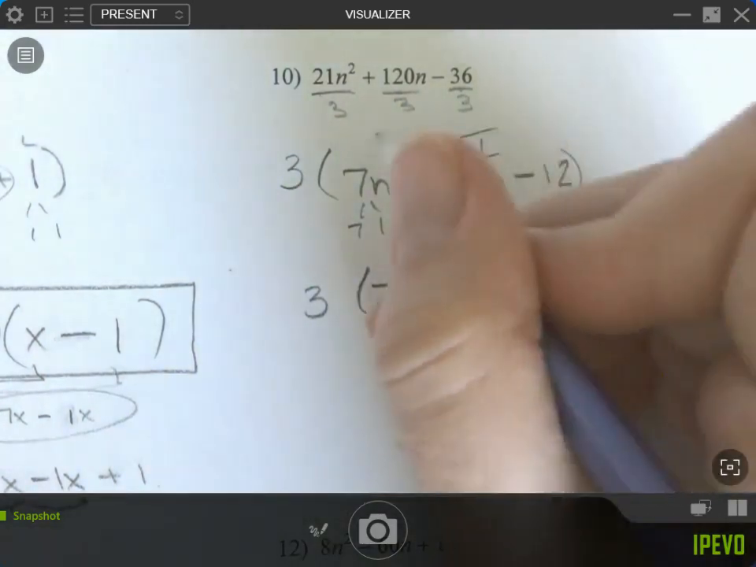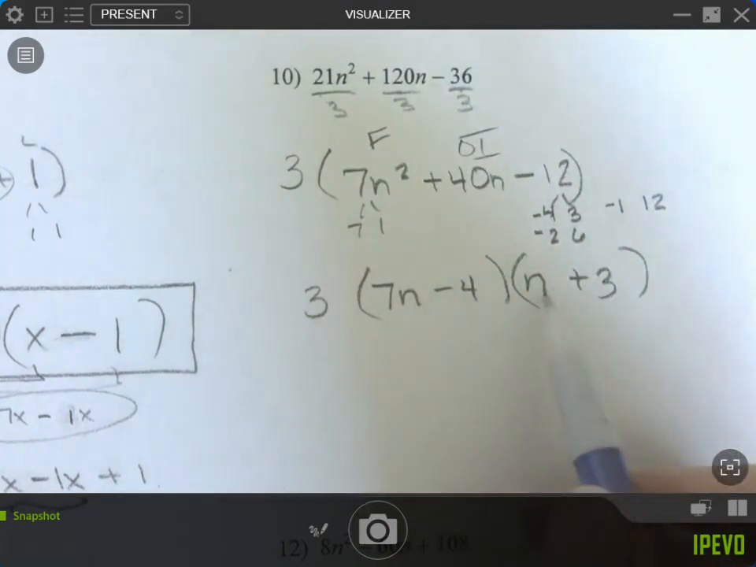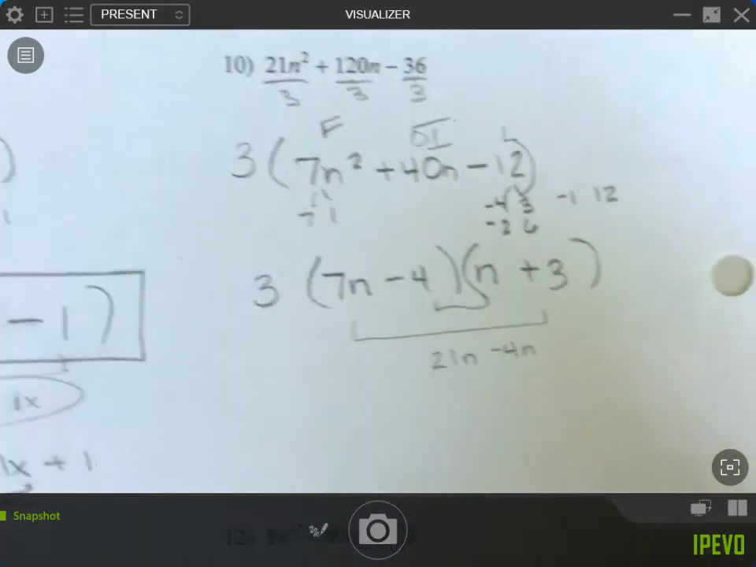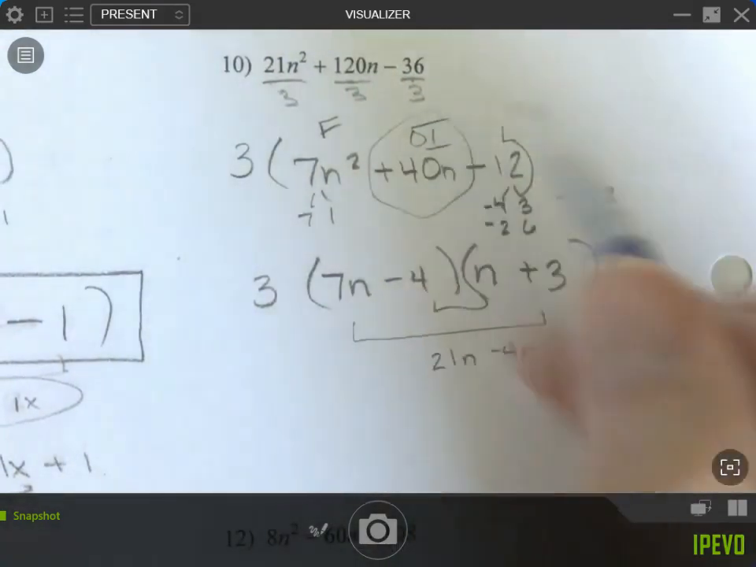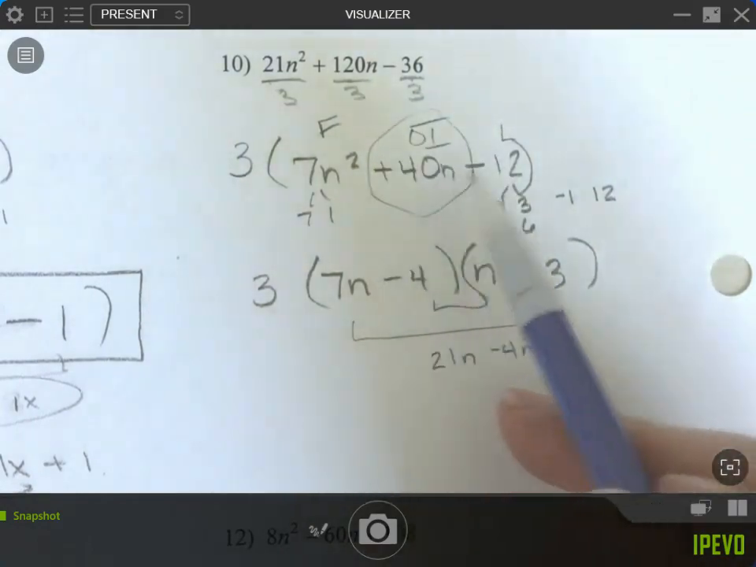Yes, so I know the first works, 7n times n. I know the last works, negative 4 times 3. The outside is 21n, and the inside is negative 4n. Did that work for me? No, it does not add up to. Remember, I want it to add up to this. That's my goal. I think circling that might help me.